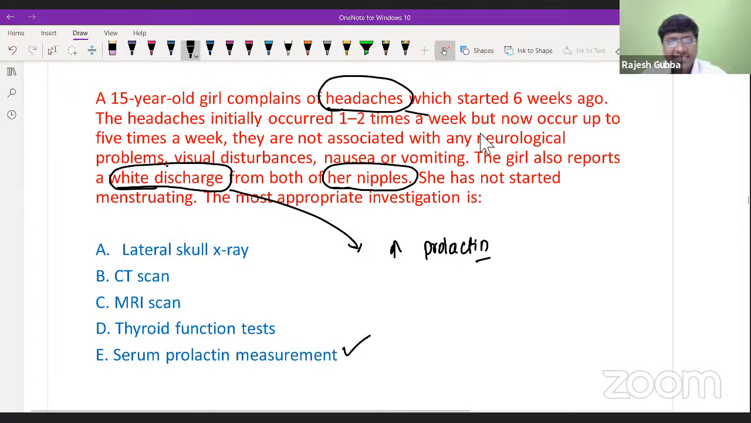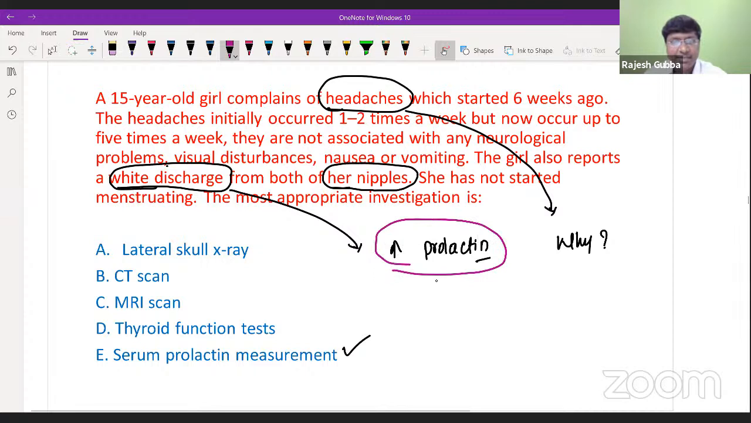Then why is this headache then? The headache is due to the reason that this hyperprolactinemia is due to pituitary adenoma. Right? It is due to pituitary adenoma.